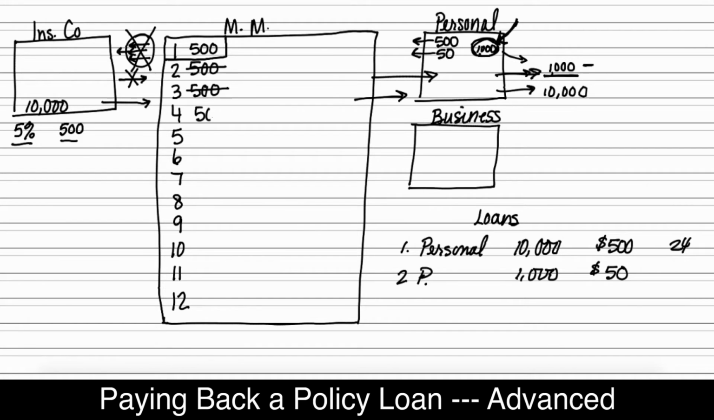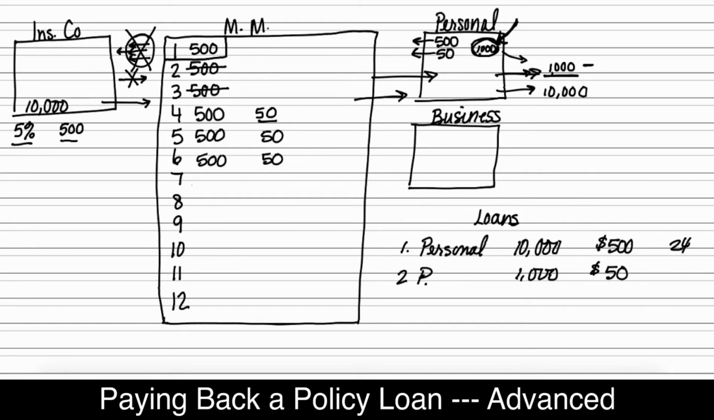The fourth month, I'm going to continue that first loan of $500 and then add this $50 loan. Now, whether this payment actually starts in the fourth month or the fifth month, it really doesn't matter. You're going to determine that by when you took the loan and when you want that payment to start. So we're just going to continue making these monthly payments.